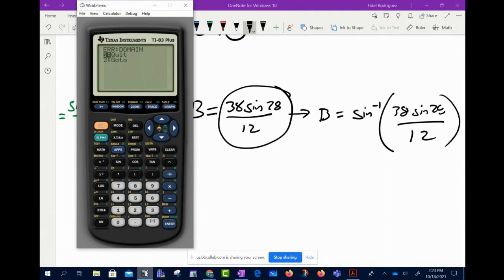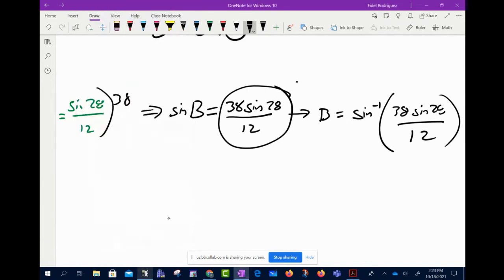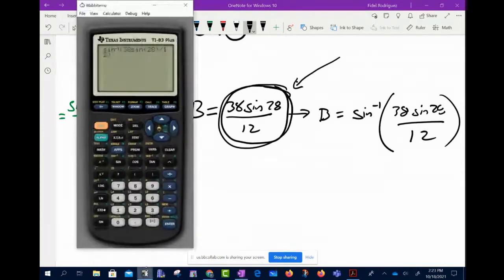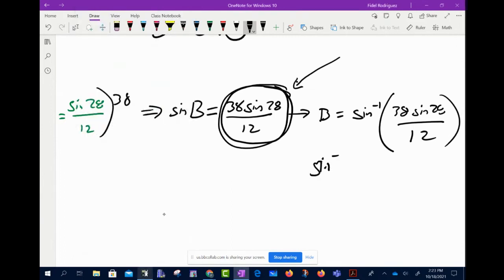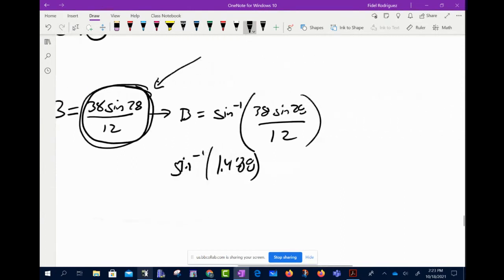What that error means is that I'm not able to do this. The reason why I'm not able to do this, I can go to the error message, and it's not really going to give me a whole lot. It's just going to give me what I originally wrote. But I want to point something out. If I figure out what this number right here is, what's 38 times the sine of 28 degrees divided by 12? I'm coming up with a number like 1.488. And if we're looking for the sine inverse of 1.488, I want you to think about what the sine inverse means.